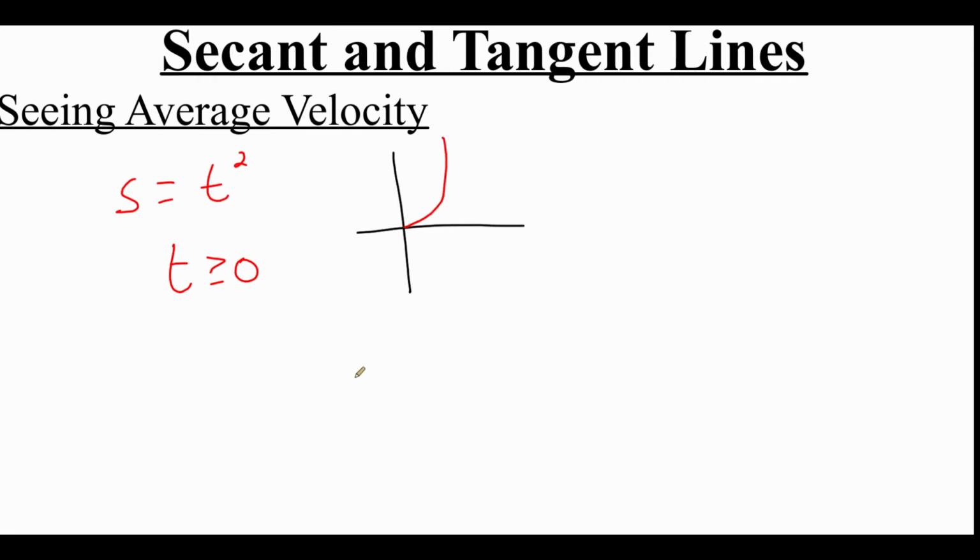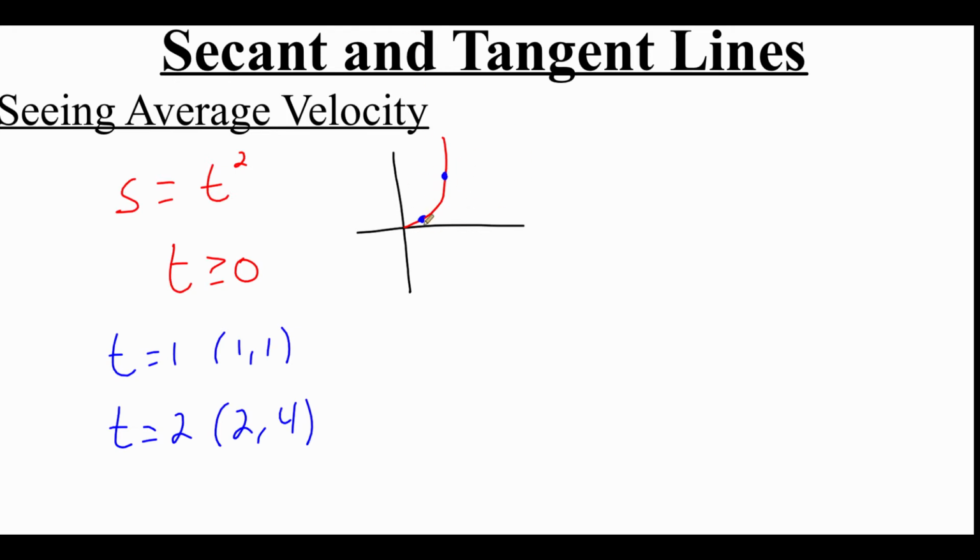Now, if we look at some specific points on this graph, if we looked at a t value of 1, that would give us the ordered pair 1, 1, because 1 squared is 1. And if we looked at a t value of 2, that would give us the ordered pair 2, 4. And I'm going to highlight those points on my graph. So I'm going to say that this is my 1, 1 point right here, and this is the point 2, 4 right here.